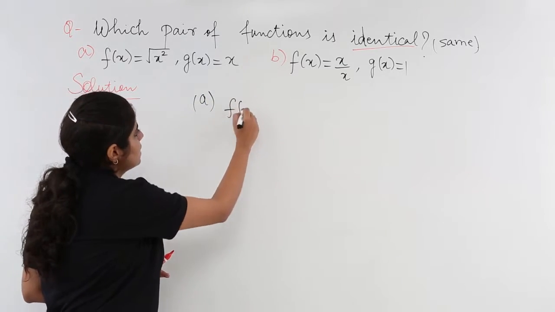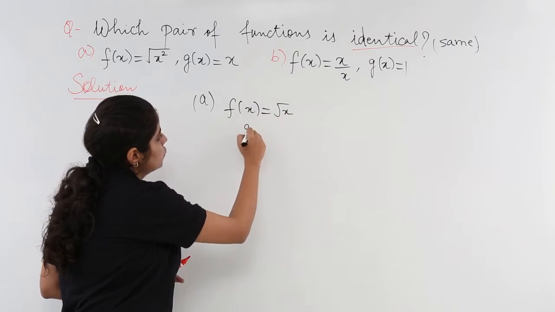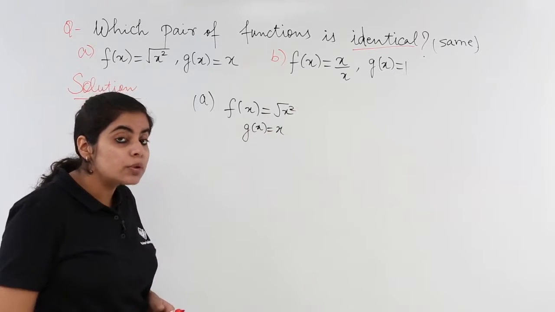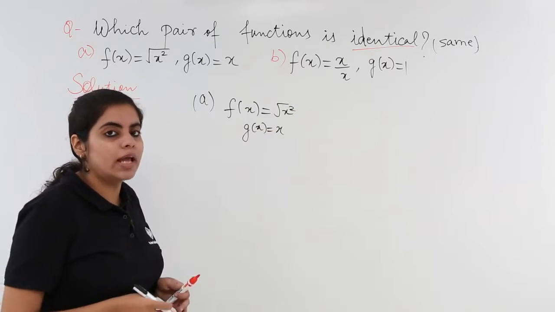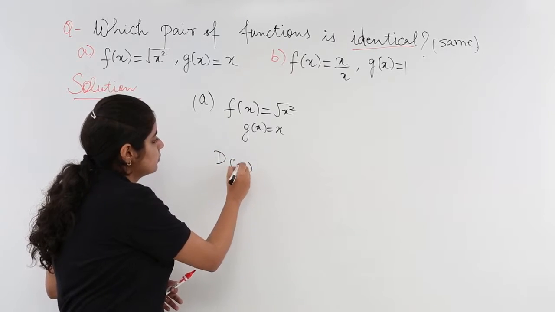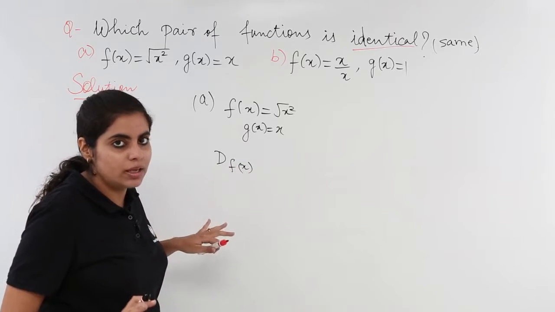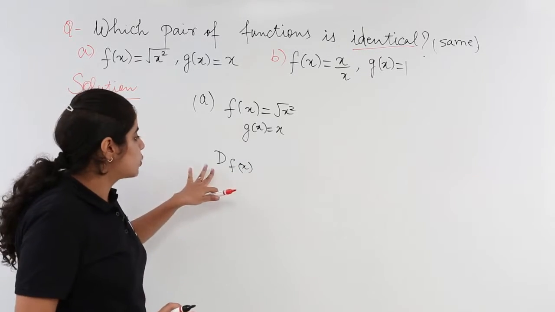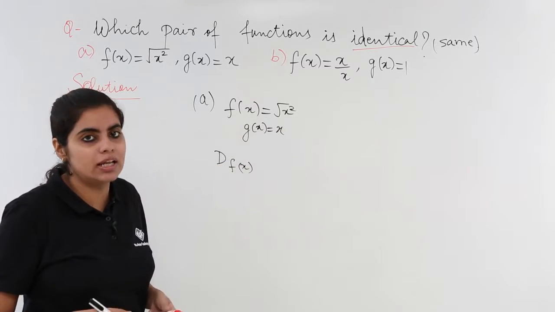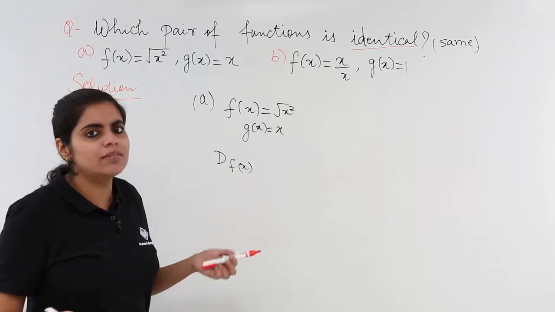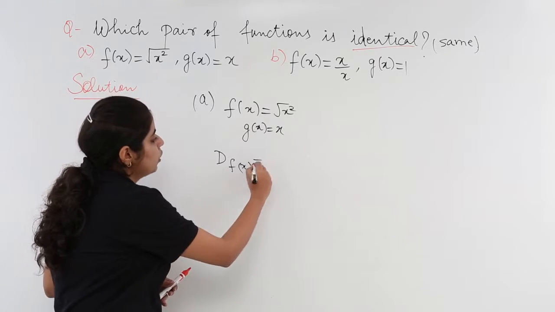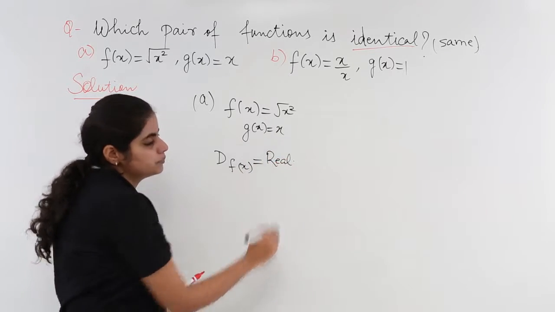I have f(x) is equal to under root x square, g(x) is equal to x in my first question. Now what about f(x)? It is under root x square. What is the domain of f(x)? I will write D as domain and R as range. What value of x can you put in f(x)? You can put any value, whatever value you put, that will become square and can be solved for under root. So the domain of f(x) is all real.